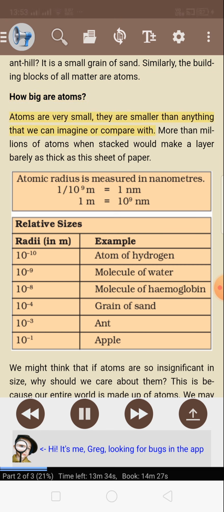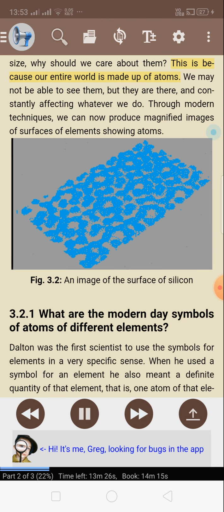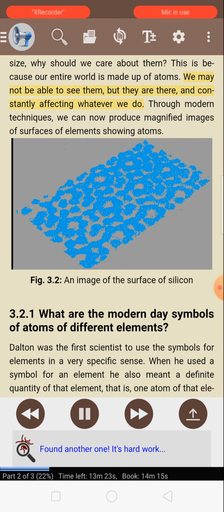How big are atoms? Atoms are very small. They are smaller than anything that we can imagine or compare with. Millions of atoms when stacked would make a layer barely as thick as this sheet of paper. We might think that if atoms are so insignificant in size, why should we care about them? This is because our entire world is made up of atoms. We may not be able to see them, but they're there and constantly affecting whatever we do. Through modern techniques, we can now produce magnified images of surfaces of elements showing atoms. Figure 3.2, an image of the surface of silicon.